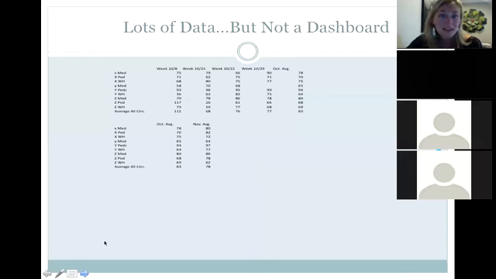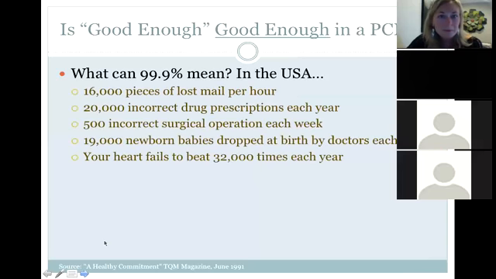Another example that a site sent me, it's a lot of data, but it's not a dashboard. That doesn't stir me to action. It stirs me to like reading glasses. But it definitely doesn't stir me to action. I'm like, what is that about?